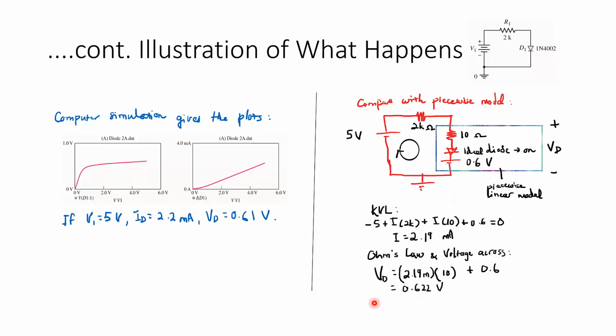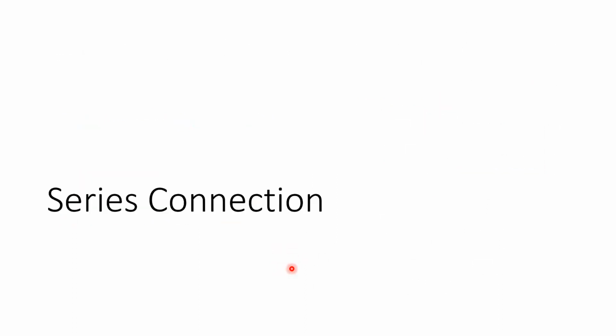So the reason why I have included this example is just to compare between simulator performance and our hand calculation. From 0.61 to 0.622, so it's acceptable. Okay, 2.2 milliamps to 2.19 milliamps. So again, it is within reasonable considerations. Now let's have a look at series connection.